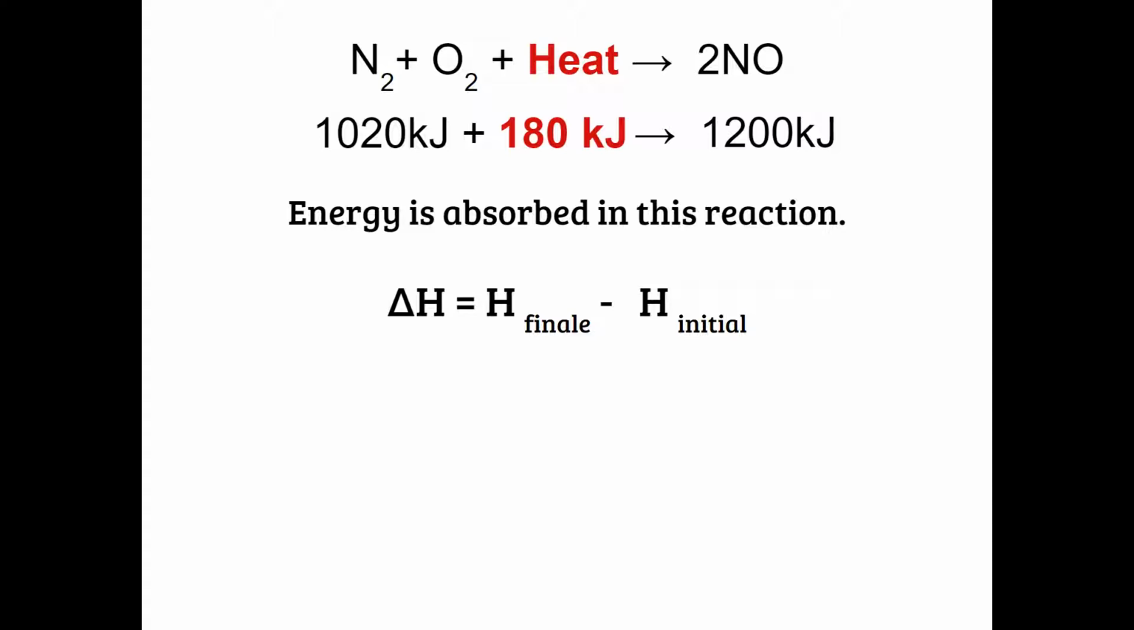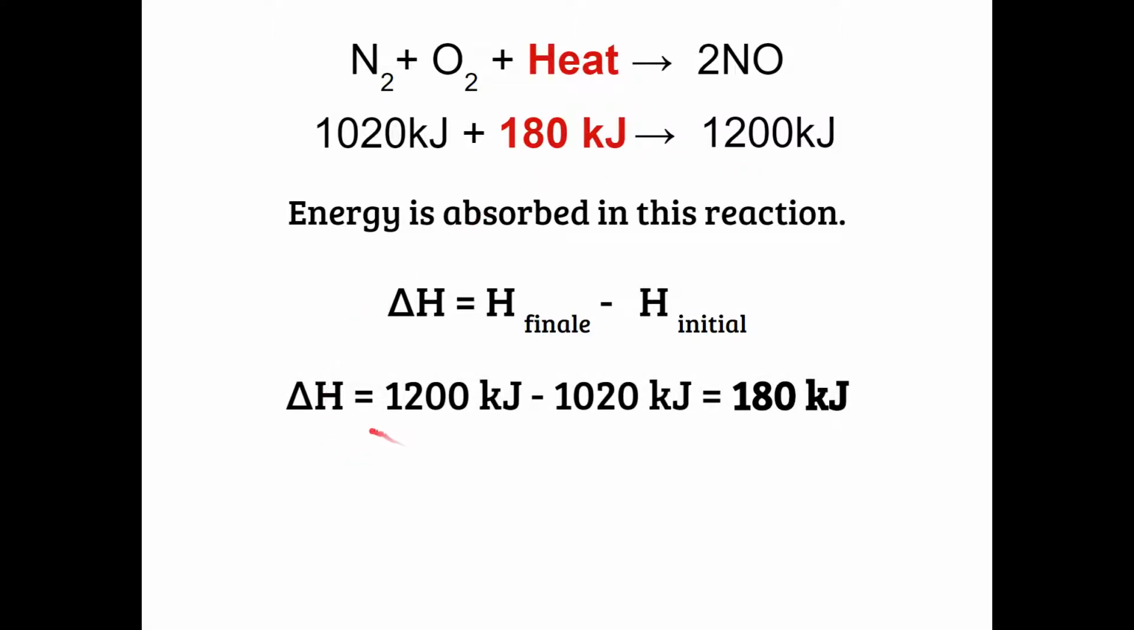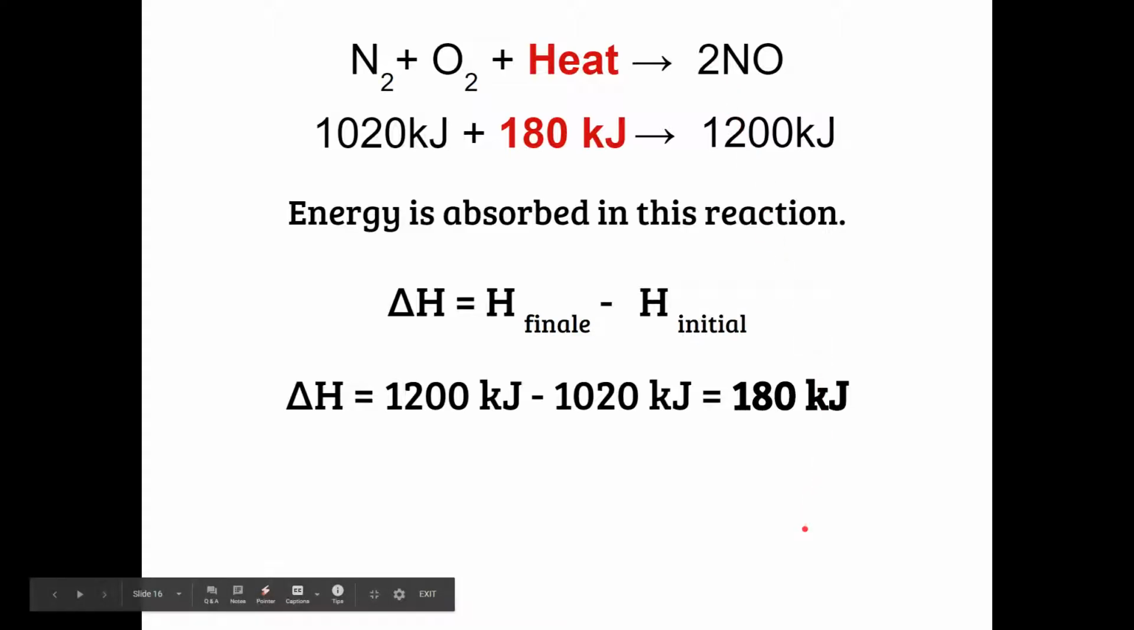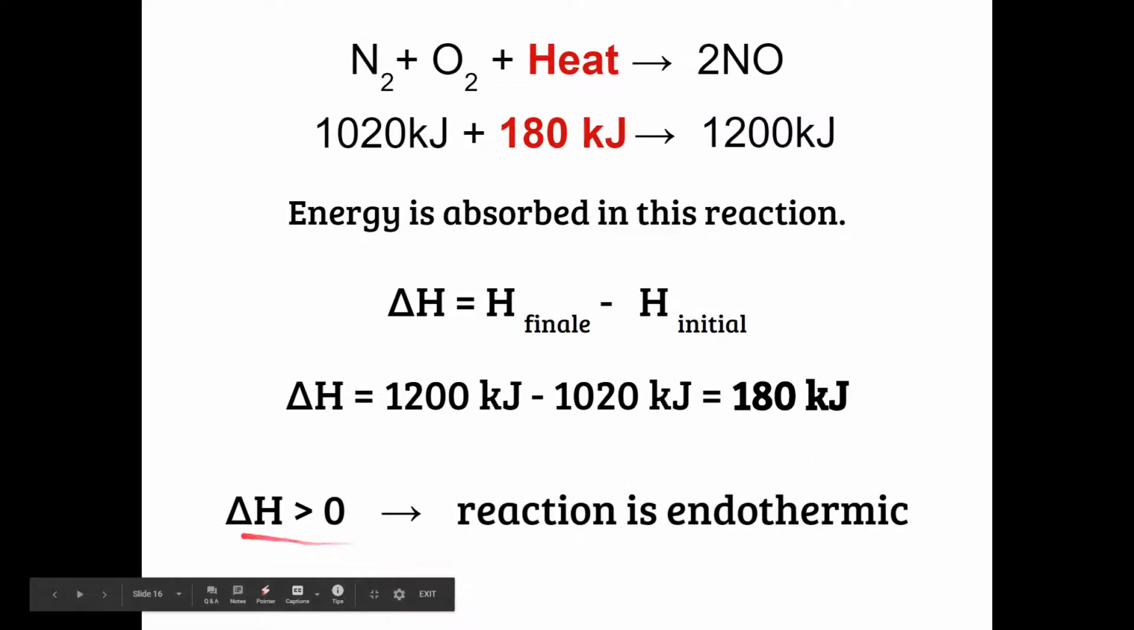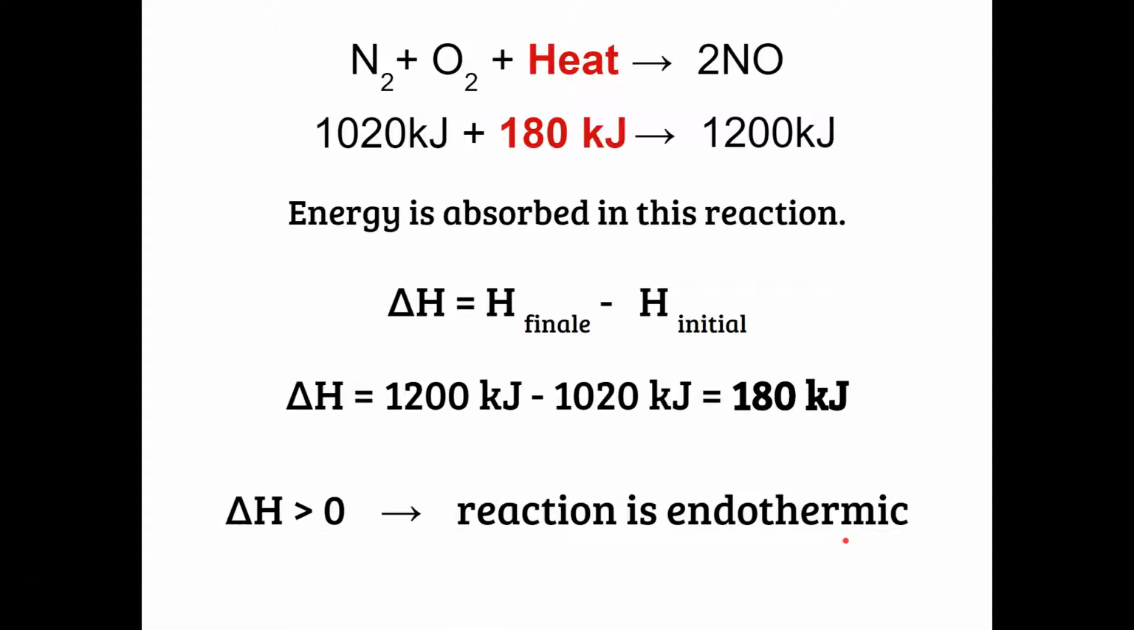And if we calculate the heat of the reaction, it will be energy of the products minus energy of the reactants. It is positive 180 kilojoules. The positive number over here tells me that this was an endothermic reaction and 180 kilojoules has been absorbed by oxygen and nitrogen in the process of their remodification into nitrogen monoxide. So whenever we have positive enthalpy, we're talking about an endothermic reaction.